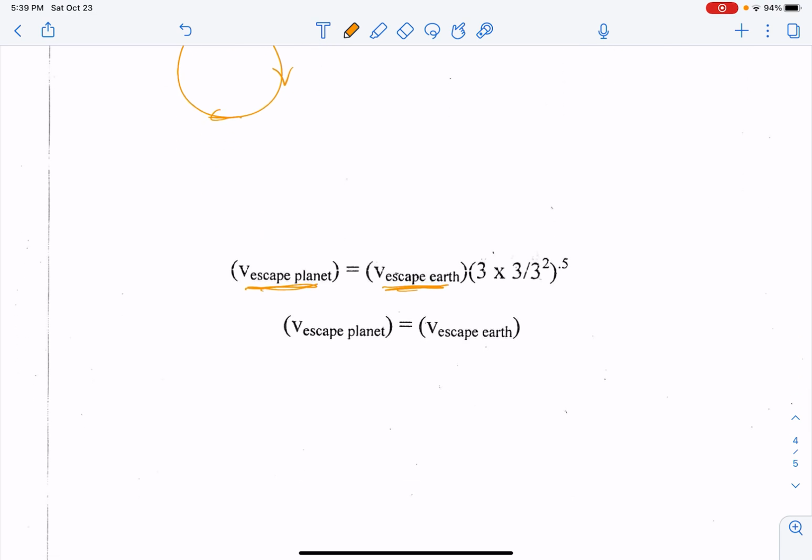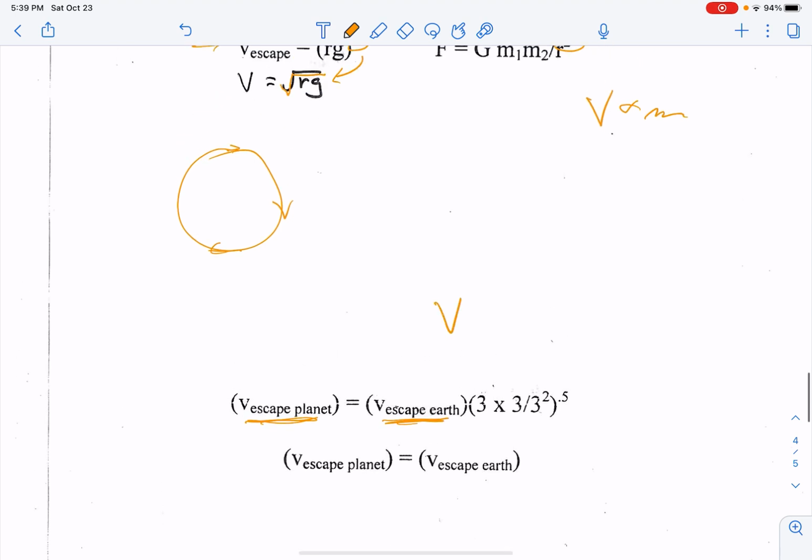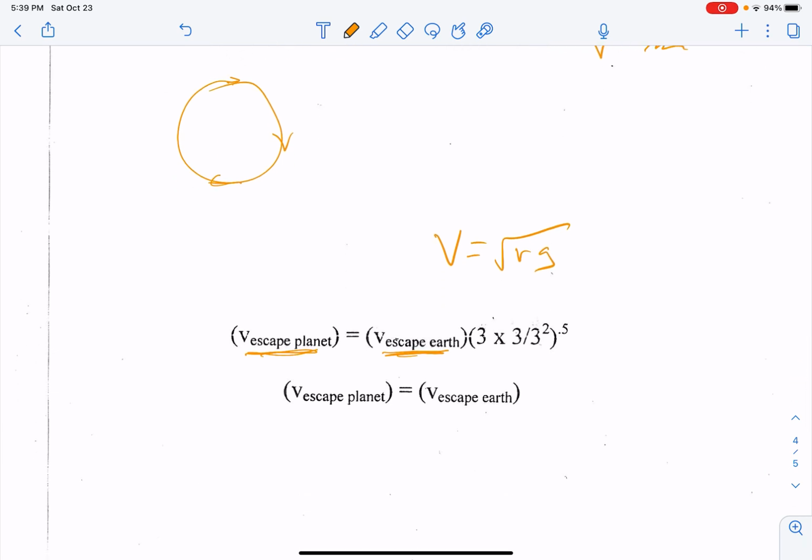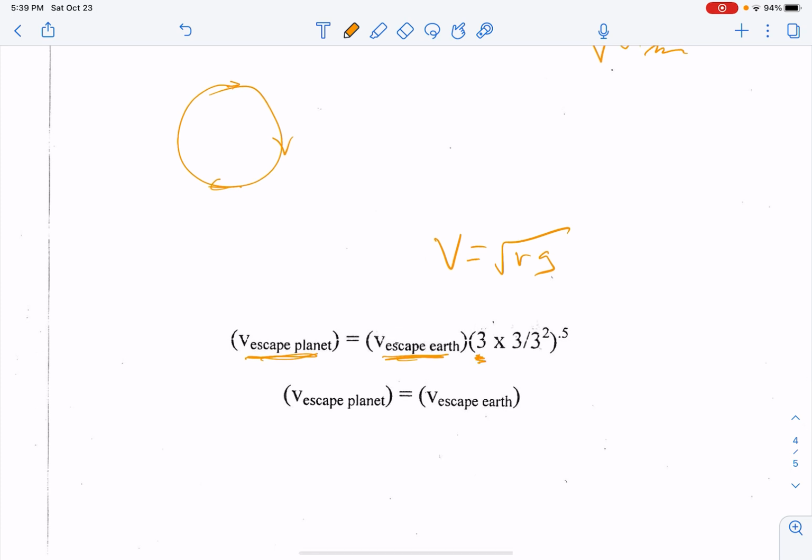Because it's 3 times greater in mass, and I'm going to rewrite this equation. Because it's 3 times greater in mass, it's going to be 3 times greater in its gravitational attraction. And because it's 3 times farther away, there's my 3 times the mass, because the volume is going to be 3 times greater. And this is my inverse square law. If it's 3 times the distance in radius, you've got to square that.